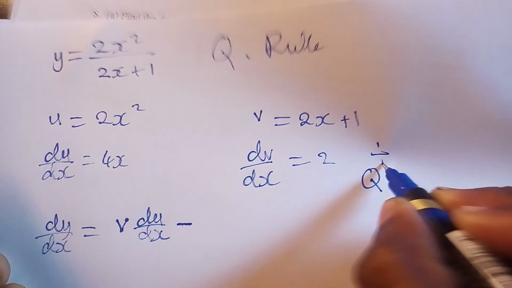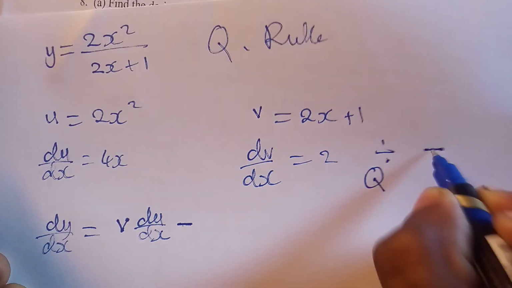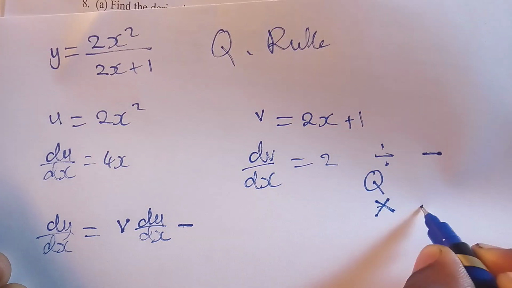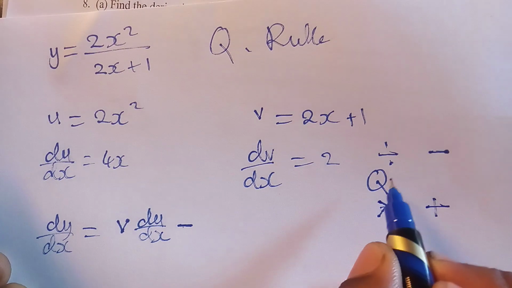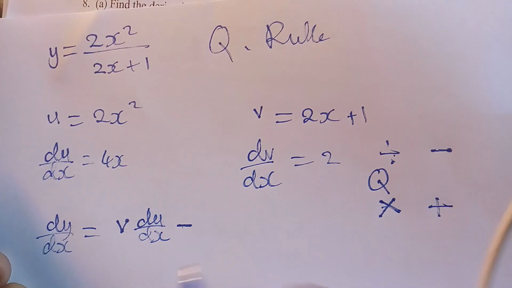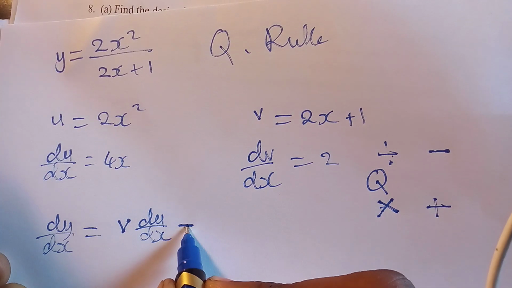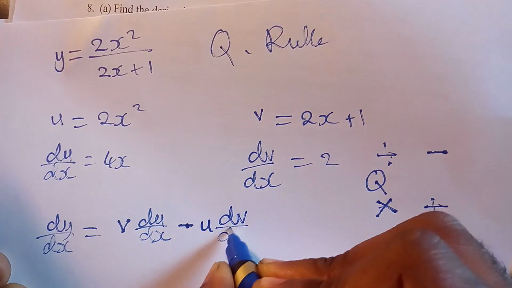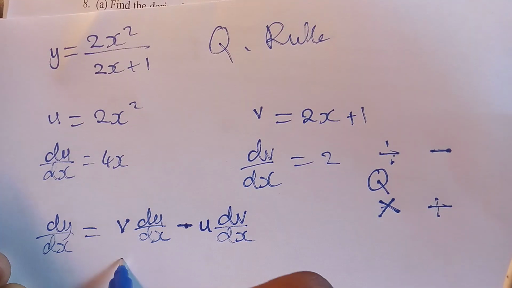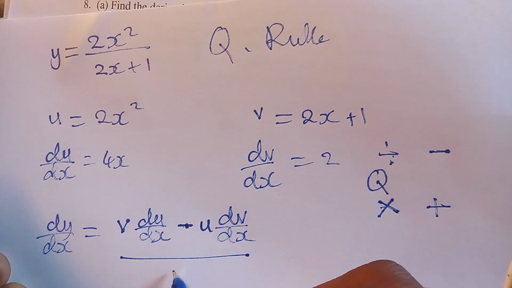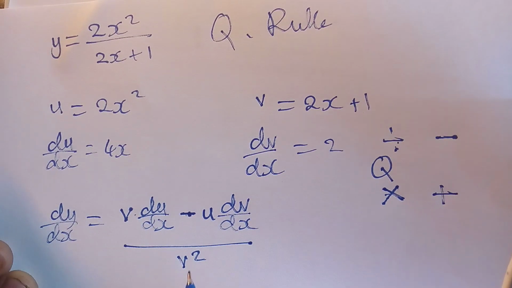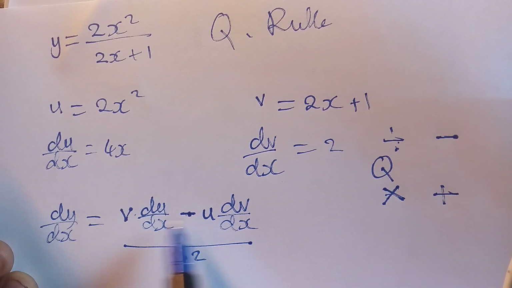Quotient or division goes with minus, and then multiplication or product goes with plus. So every time you are dealing with the quotient rule, remember to put a minus here. So minus u dv dx, and then everything over v squared. So you start with a v and end with a v. You can't swap the u and the v.